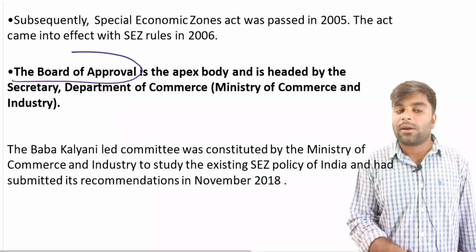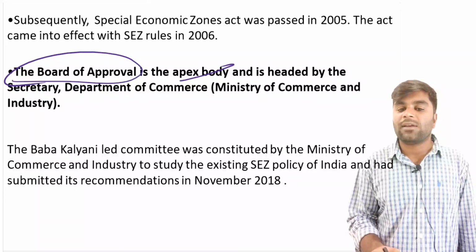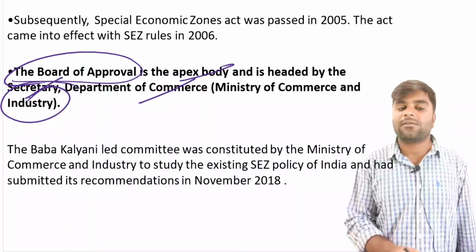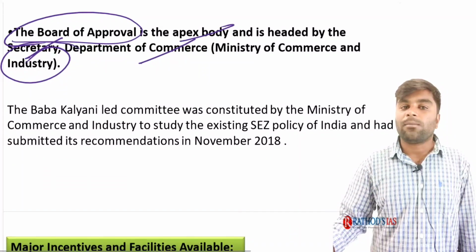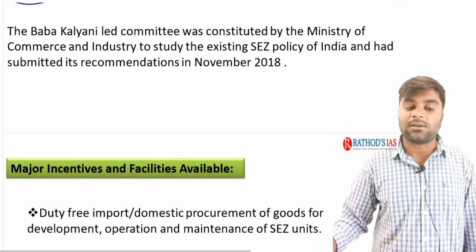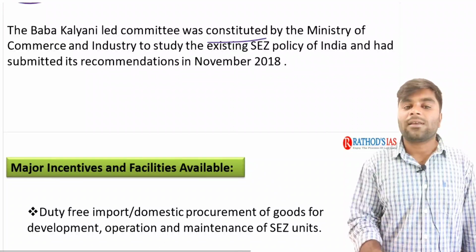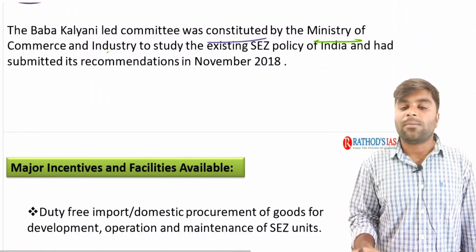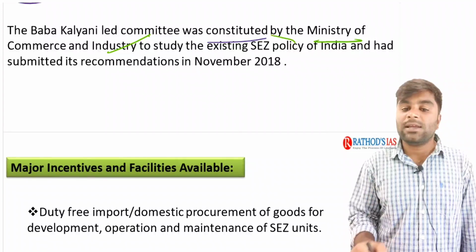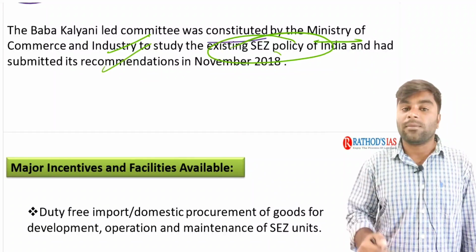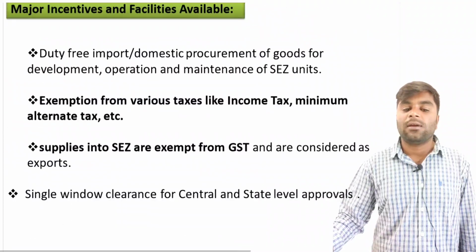Next, the Board of Approval. Remember this fact: the Board of Approval is the apex body and is headed by the Secretary, Department of Commerce, under the Ministry of Commerce and Industry. It is the main body which gives approval for the SEZs. The Baba Kalyani-led committee was constituted by the Ministry of Commerce and Industry to study the existing SEZ policy in India, and it submitted its recommendations in 2018.